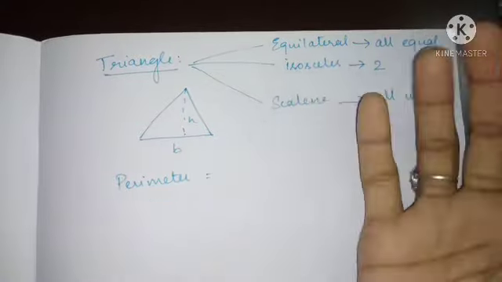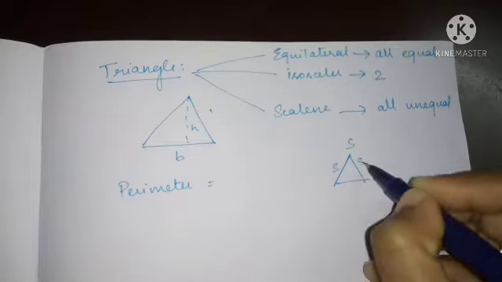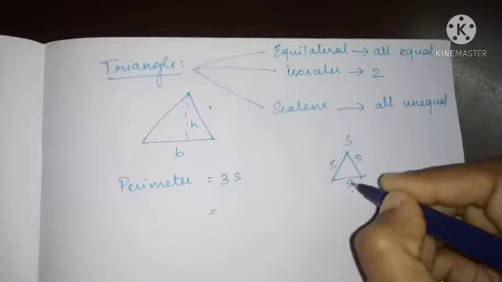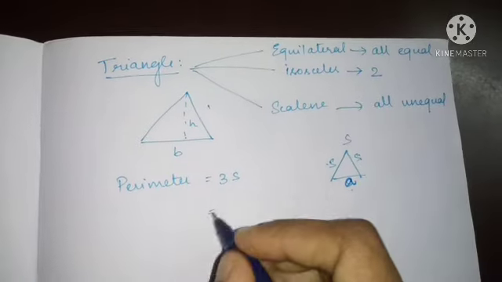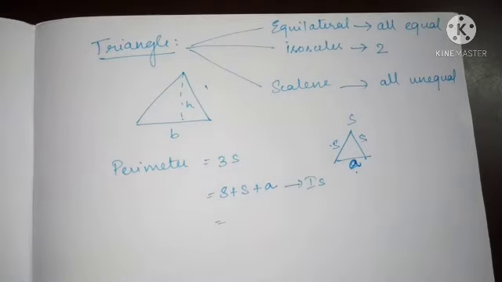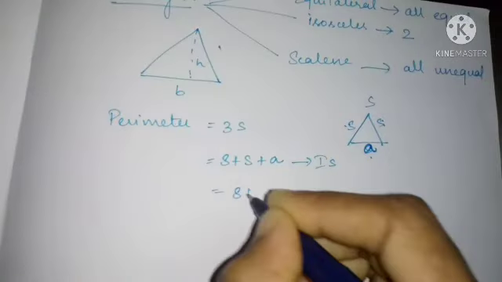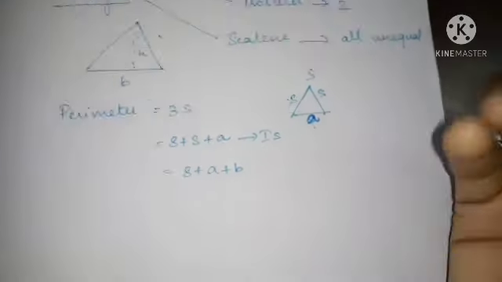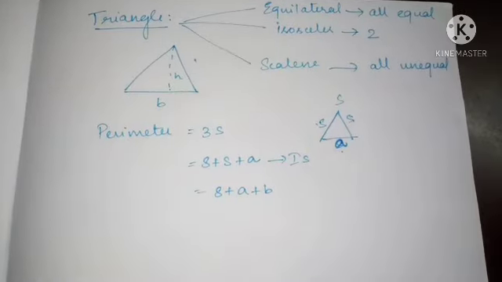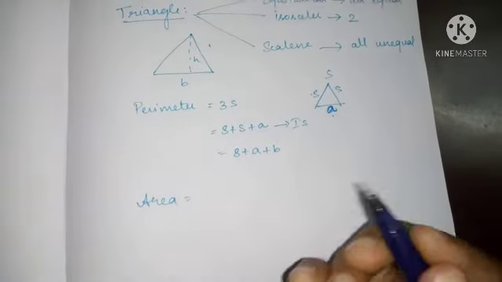For an equilateral triangle, what is the perimeter? All the 3 sides are equal, correct? So s plus s plus s, you will get 3s. If these 2 are equal and this is not equal, you will write s plus s plus a. This is for isosceles. If all the 3 sides are unequal, you will add all the 3 sides like s plus a plus b. So perimeter will differ. When it comes to the triangle, you just add all the 3 sides. That's enough.